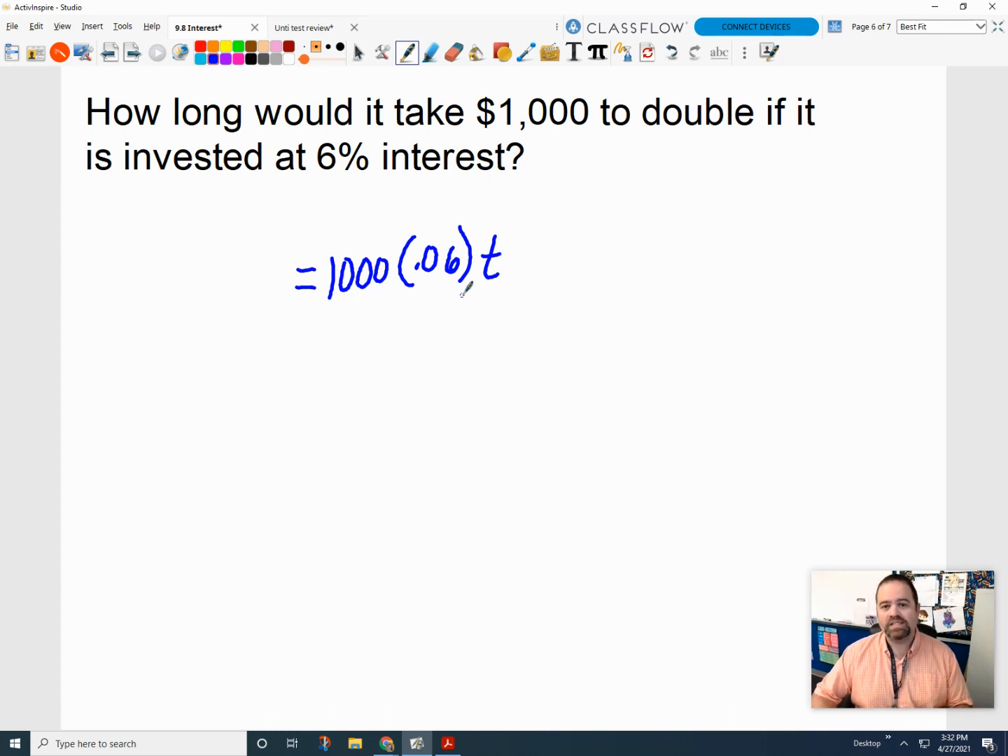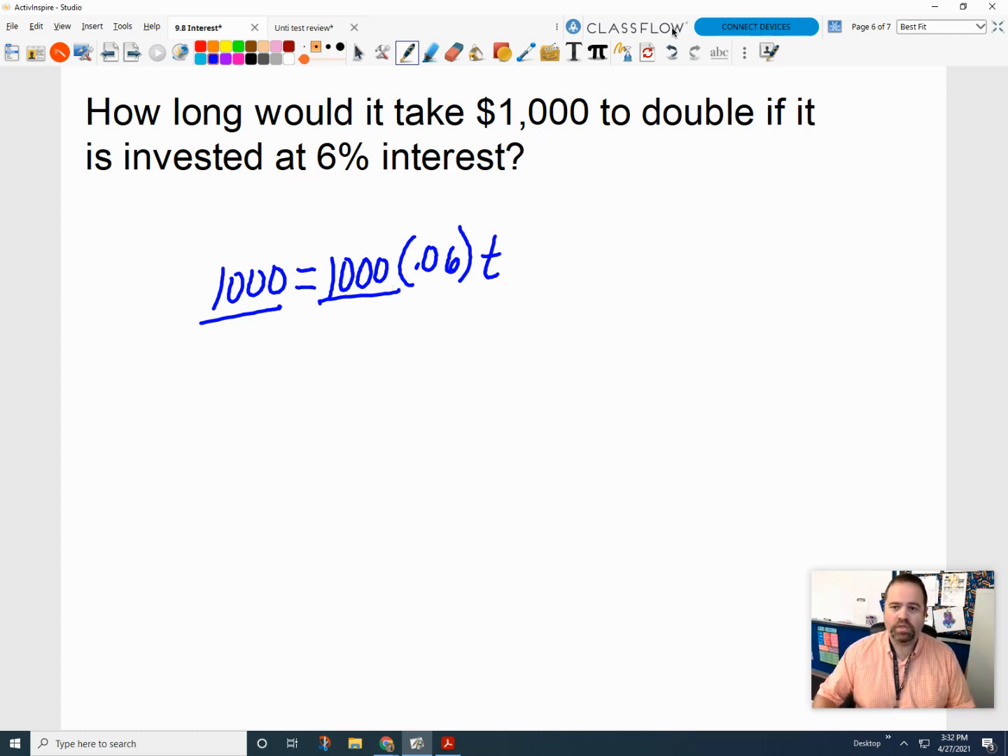So I put $1,000 in the bank, and so many years later, I want $2,000 in the bank. That includes the original $1,000. So I only made $1,000 interest. Combined, these two total $2,000, right? The $1,000 that we invested and the $1,000 interest that we're earning.